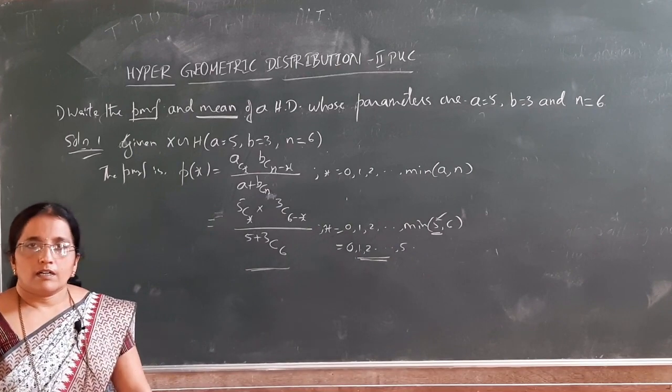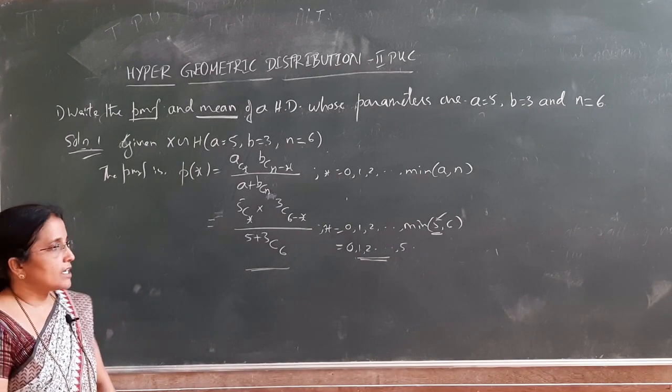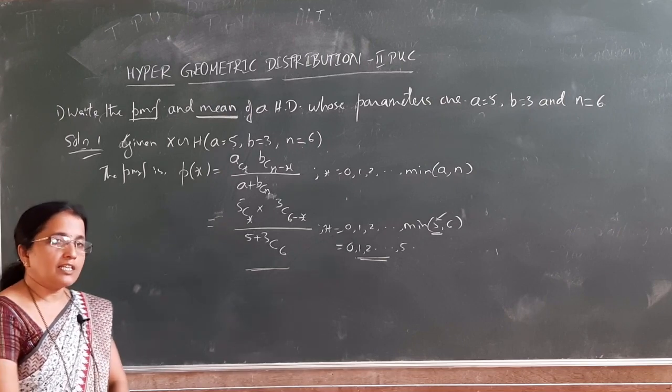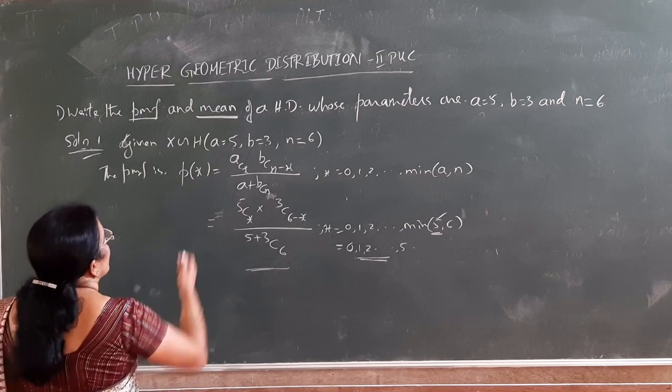It is the way we can write a probability mass function with the proper range. Probability mass function means it includes range also. Next, what else is asked?